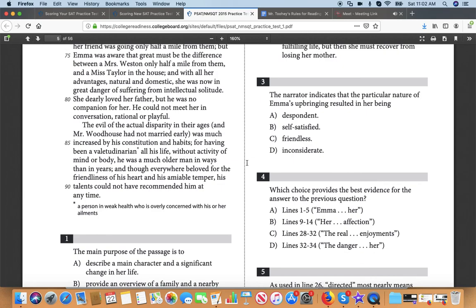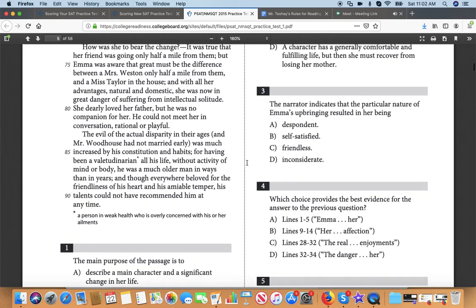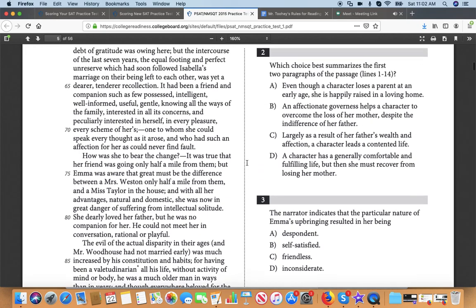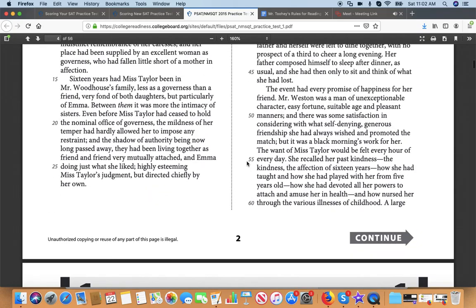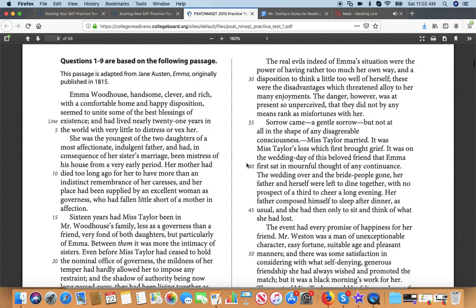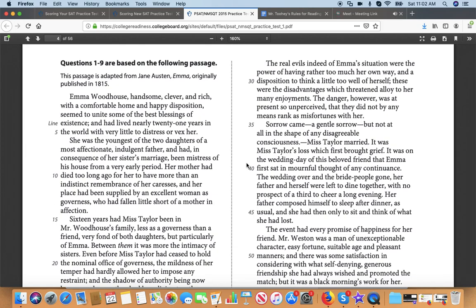Self-satisfied. Does the narrator indicate that the particular nature of Emma's upbringing resulted in her being self-satisfied? I think so. What's your evidence for that? She was very well off. Do you know what self-satisfied means? Content. It's a little bit more than that. Go ahead and look up the definition of self-satisfied. It's more specific than that.